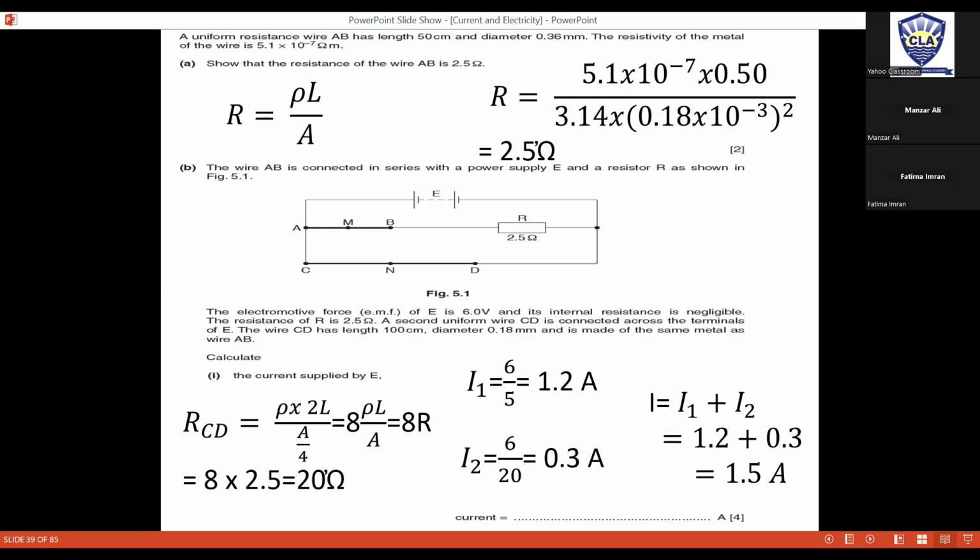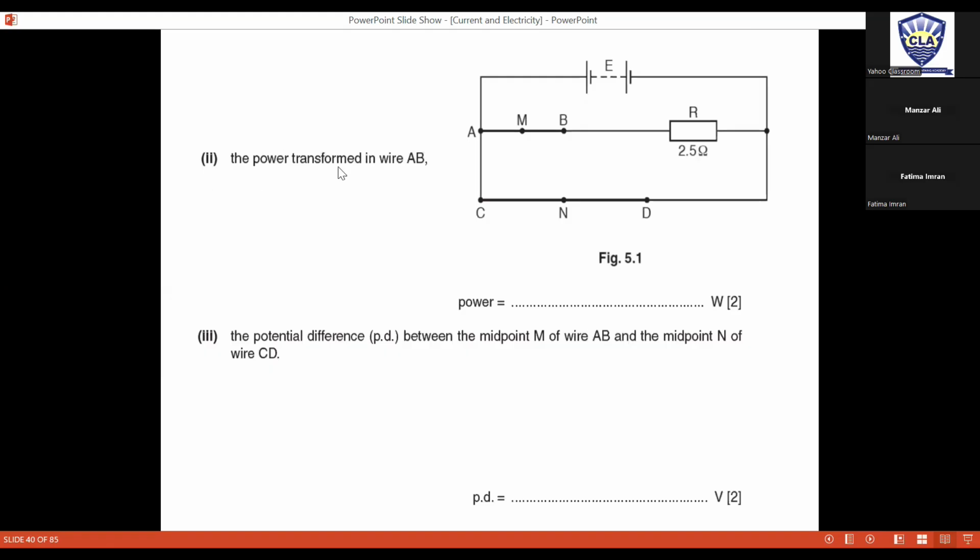अब वो कहते हैं जी कि M और N ये दो पॉइंट्स हैं जो मिड पॉइंट्स हैं ऑफ द टू ब्रांचेस. AB का मिड पॉइंट जो है वो M है और CD का मिड पॉइंट जो है वो N है. पहले वो कहता है व्हाट इज द पावर ट्रांसफॉर्म इन AB.